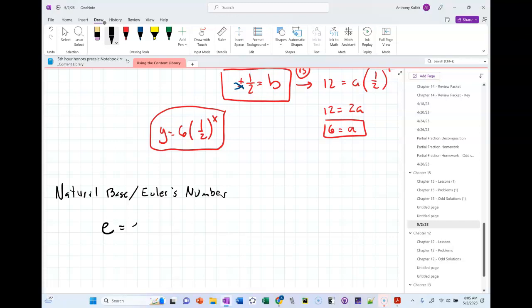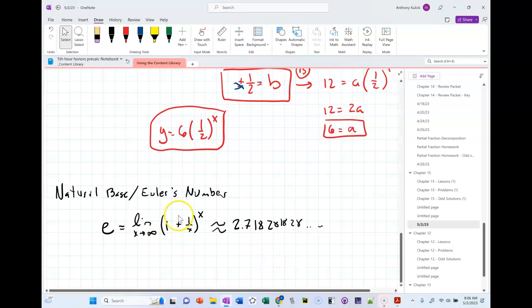The way we find e is we take the limit as x approaches infinity of 1 plus 1 over x to the x, which evaluates out to be about 2.718281828, yada, yada, yada. And that's an irrational number, so it's infinitely long. It never stops. Now, again, if you take calculus next year, we'll learn how to evaluate limits like this. But this is not trivial to do.